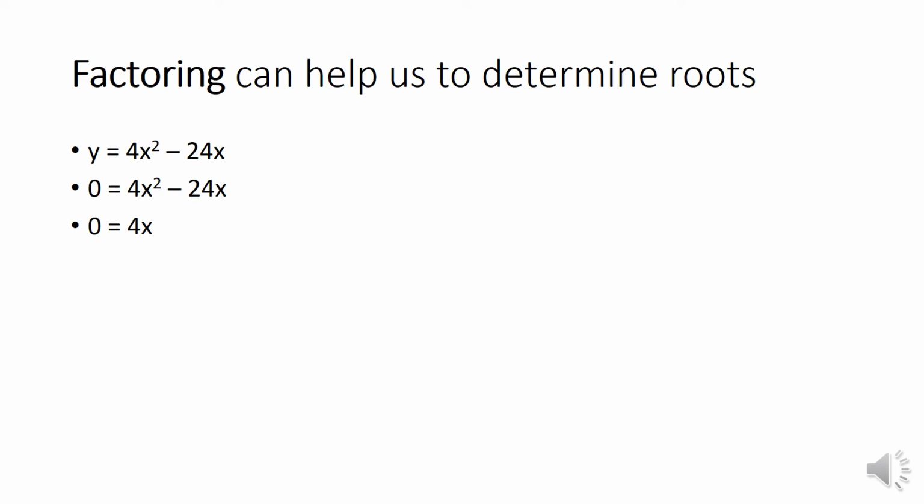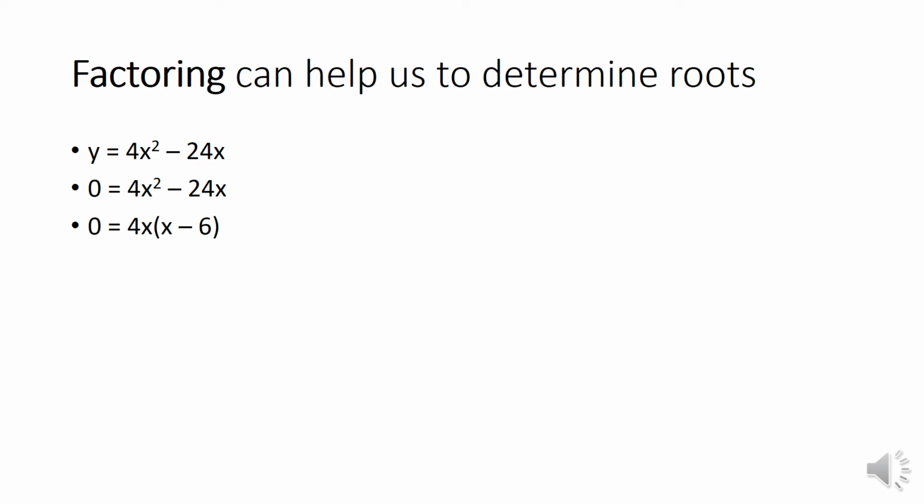Now, what is left of each of these two terms after we've divided out a 4x? So what's left in 4x squared after we've divided out a 4x? That's just going to be x. And what's left of 24x after we've divided out a 4x? That's just going to be 6. So we've extracted the greatest common factor, and now it's actually really easy to see which values of x will result in a y value of 0.